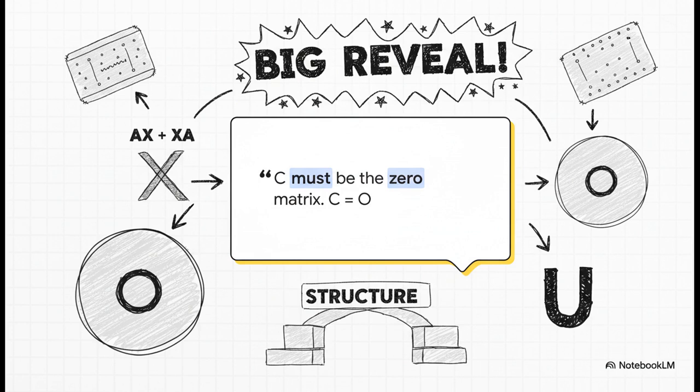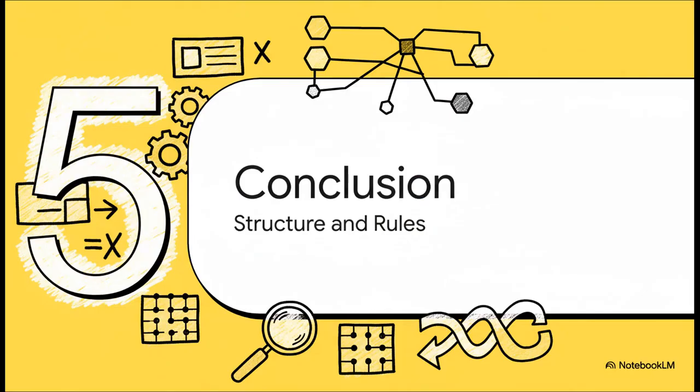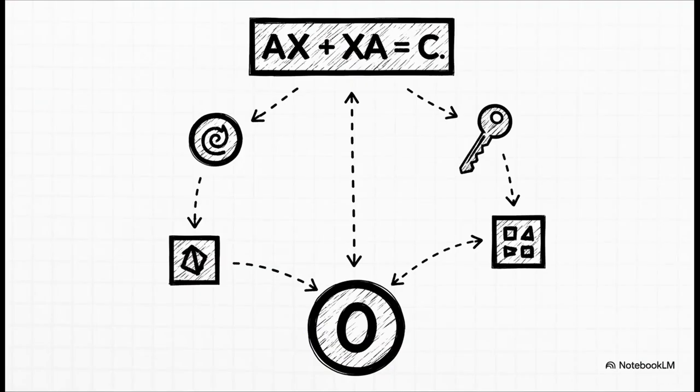For our club U to have this stable mathematical structure, C can't be some random matrix. It has to be the zero matrix. It's the only possibility. So let's take a final step back and just appreciate the beautiful logic we've just walked through. I mean, think about it.